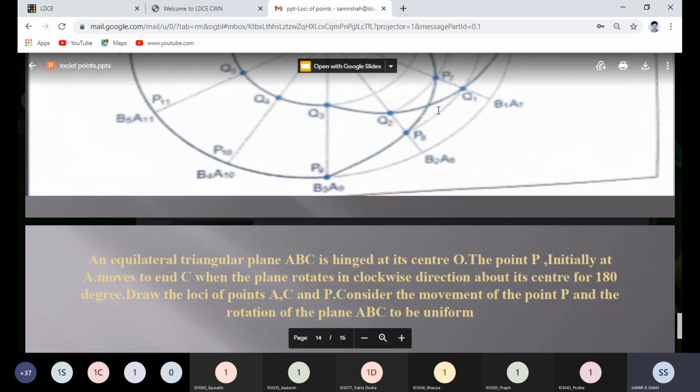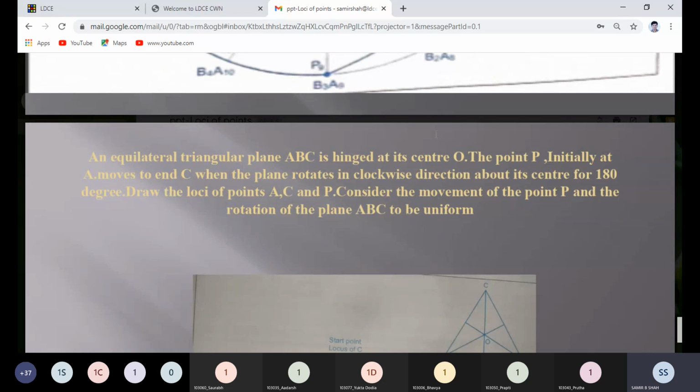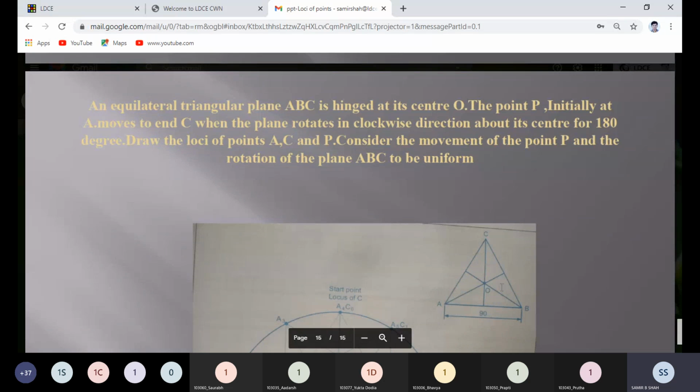One of the special cases of loci of points. An equilateral triangle plane ABC is hinged at its center O. The point P is initially at A.